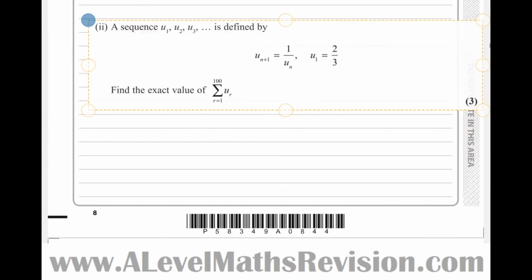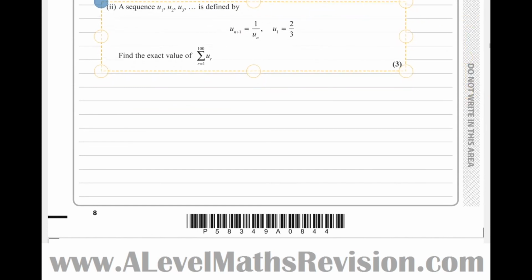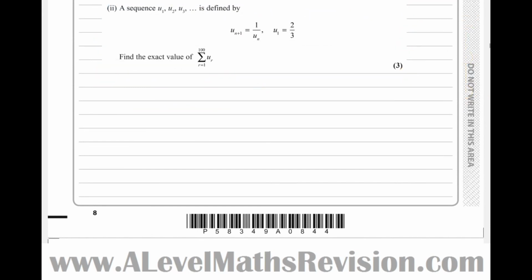Right, so the next part, and I'll just copy it here so we can remember what it is. There it is there. So it says a sequence is defined by that there, so the next term is 1 over the previous term, and I always like to write these in words, just to make it a bit easier. So next equals 1 over the previous, and tells us the first term is 2/3. So find the exact value of the sum of the first 100 terms of the sequence.